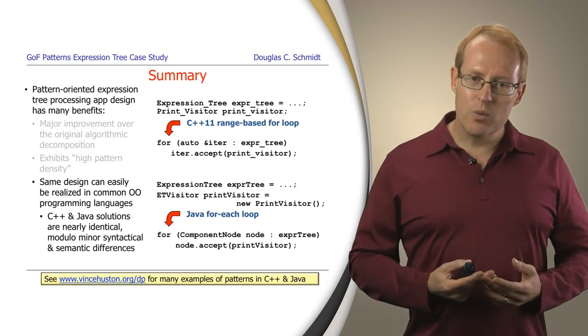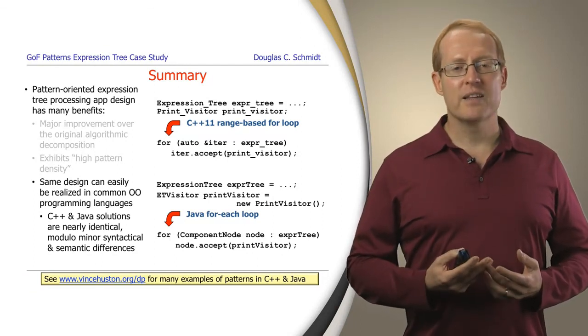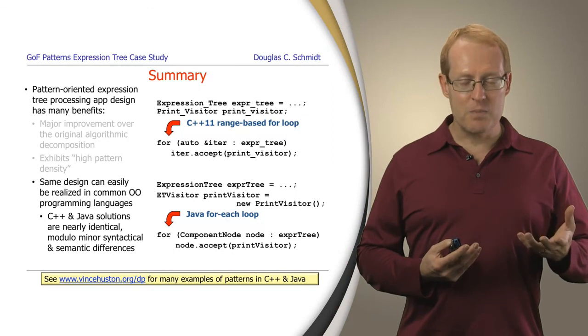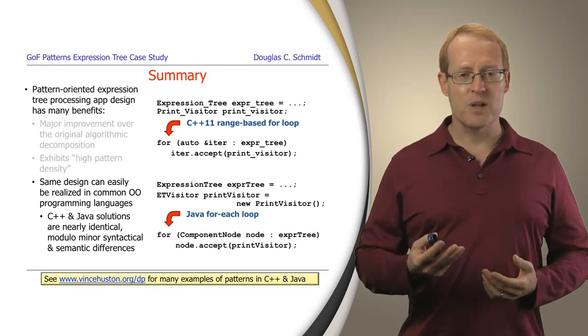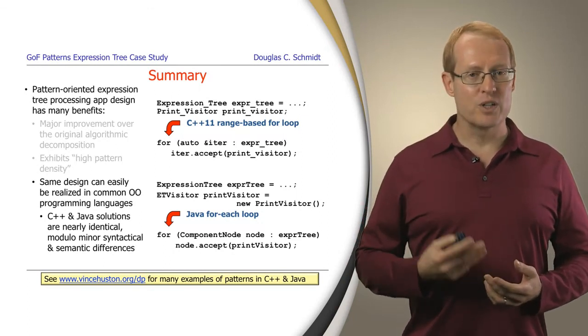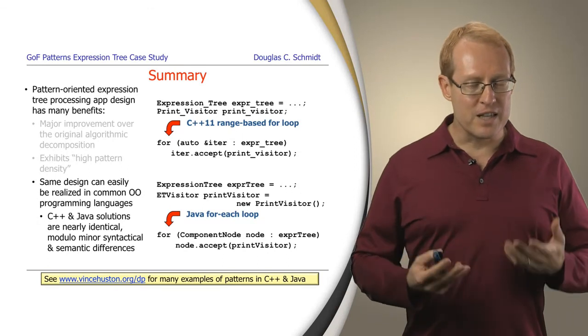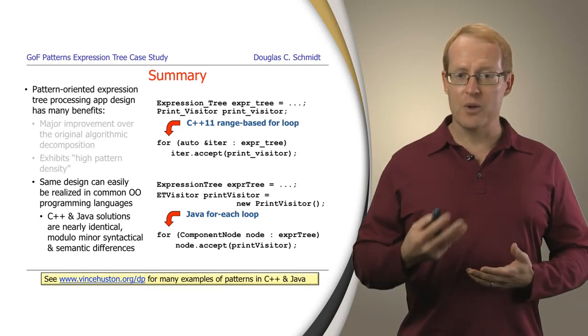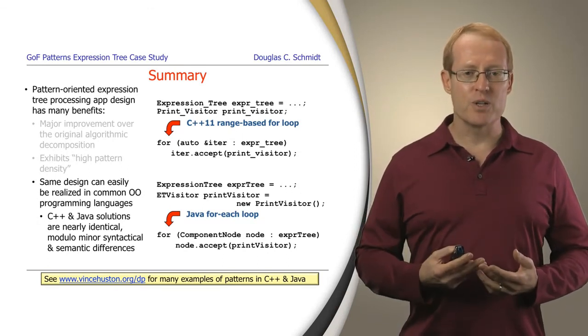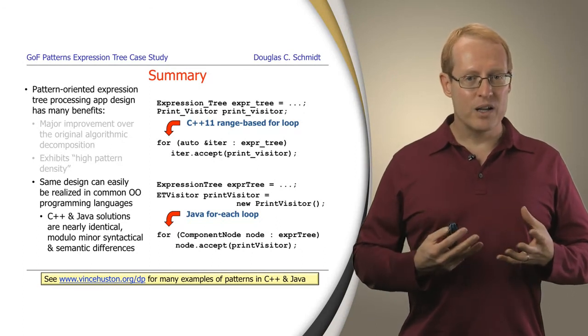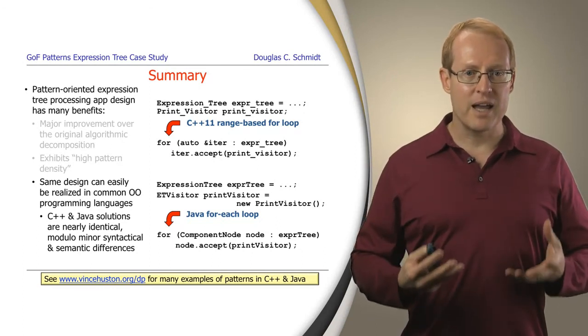You can take a look at different ways of implementing these designs and patterns in Java versus C++ at the link down below, which gives you a nice overview of different examples of many of the Gang of Four patterns and other patterns implemented in different languages. And you can see quite easily how it expresses the design commonality.